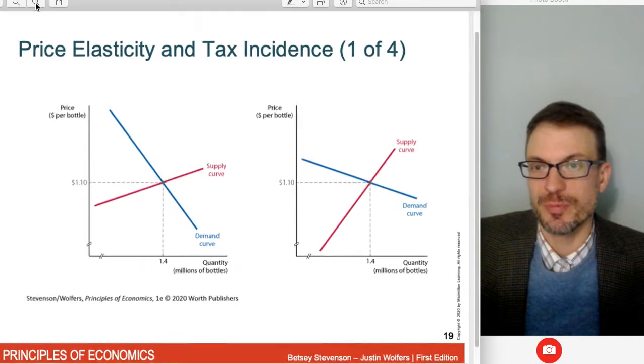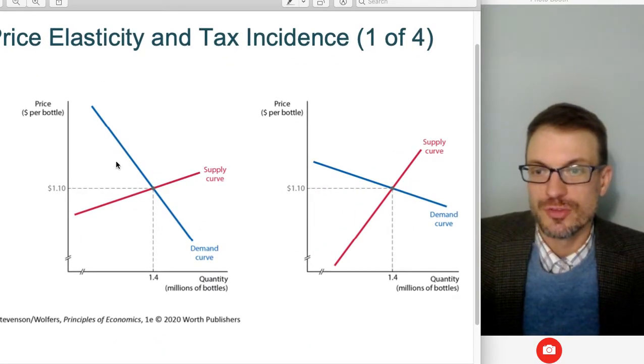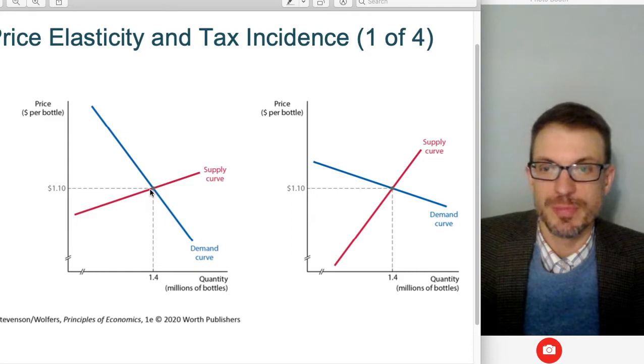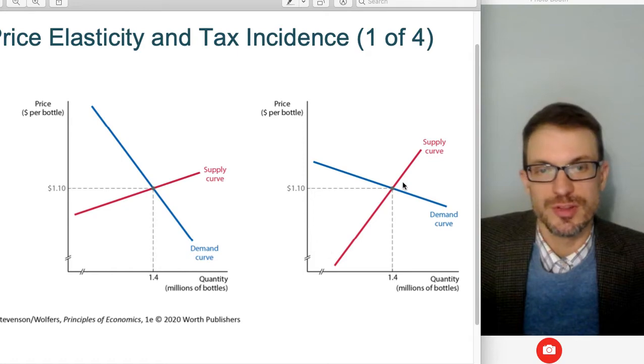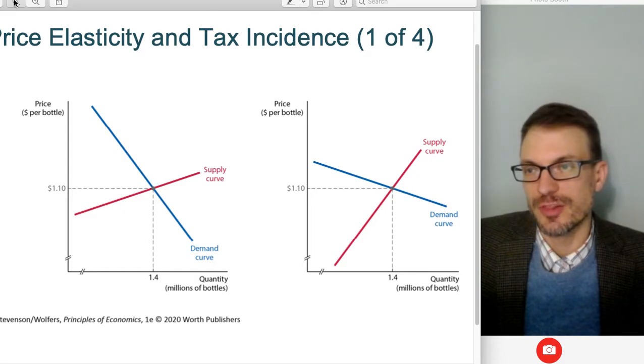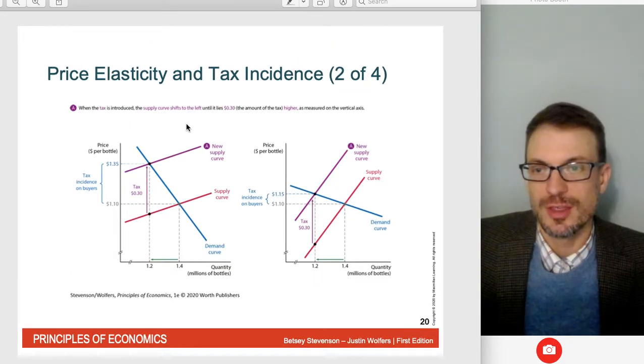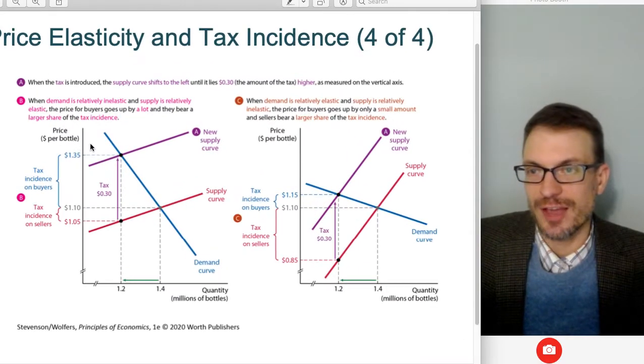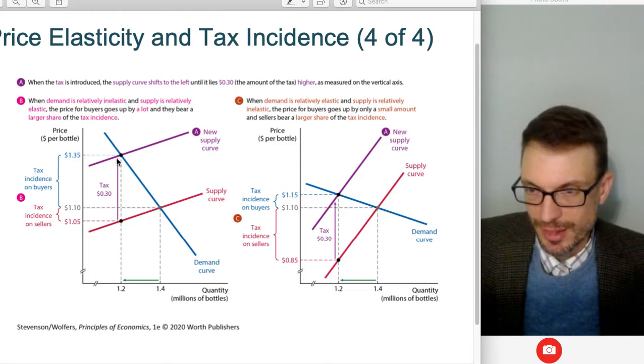So here's an example of price elasticity and tax incidence. Here we have a relatively steep demand and relatively flat supply, and this tax is going to be borne largely by demanders. Here we have a relatively flat demand and a relatively steep supply. This tax is going to be borne largely by sellers, because their supply is more inelastic. And so here are the pictures. When demand is relatively inelastic and supply is relatively elastic, the price for buyers goes up by a lot.